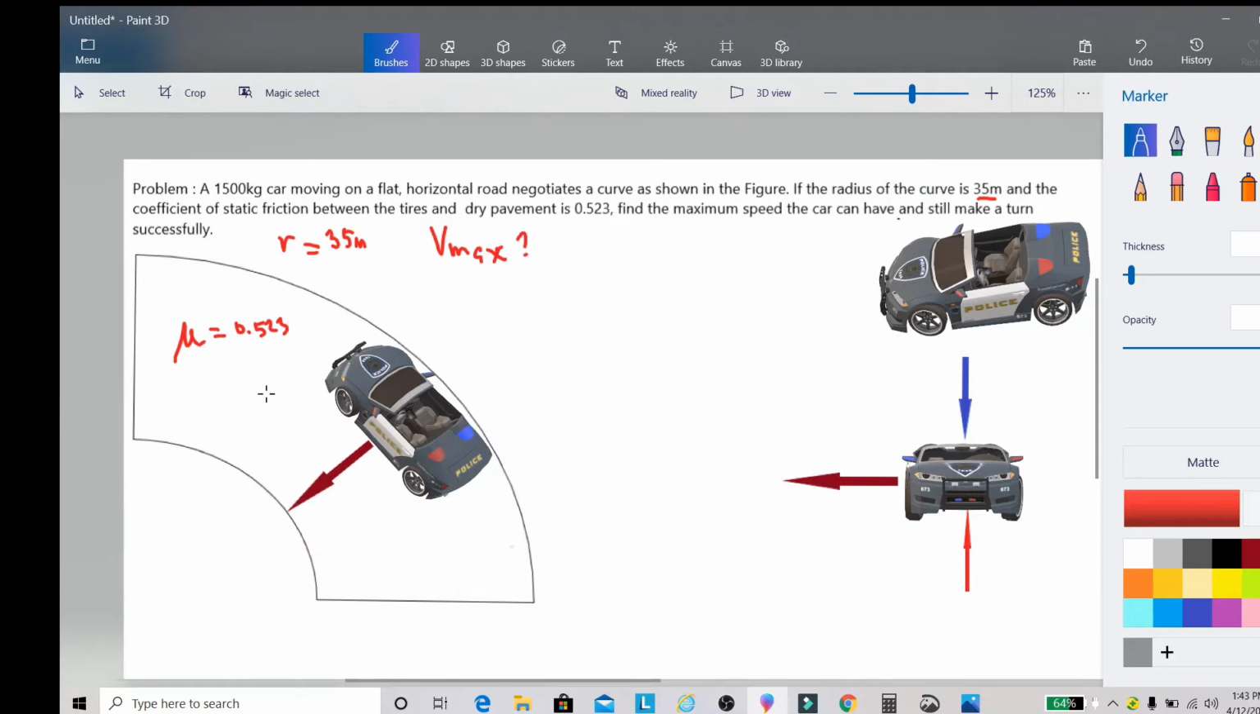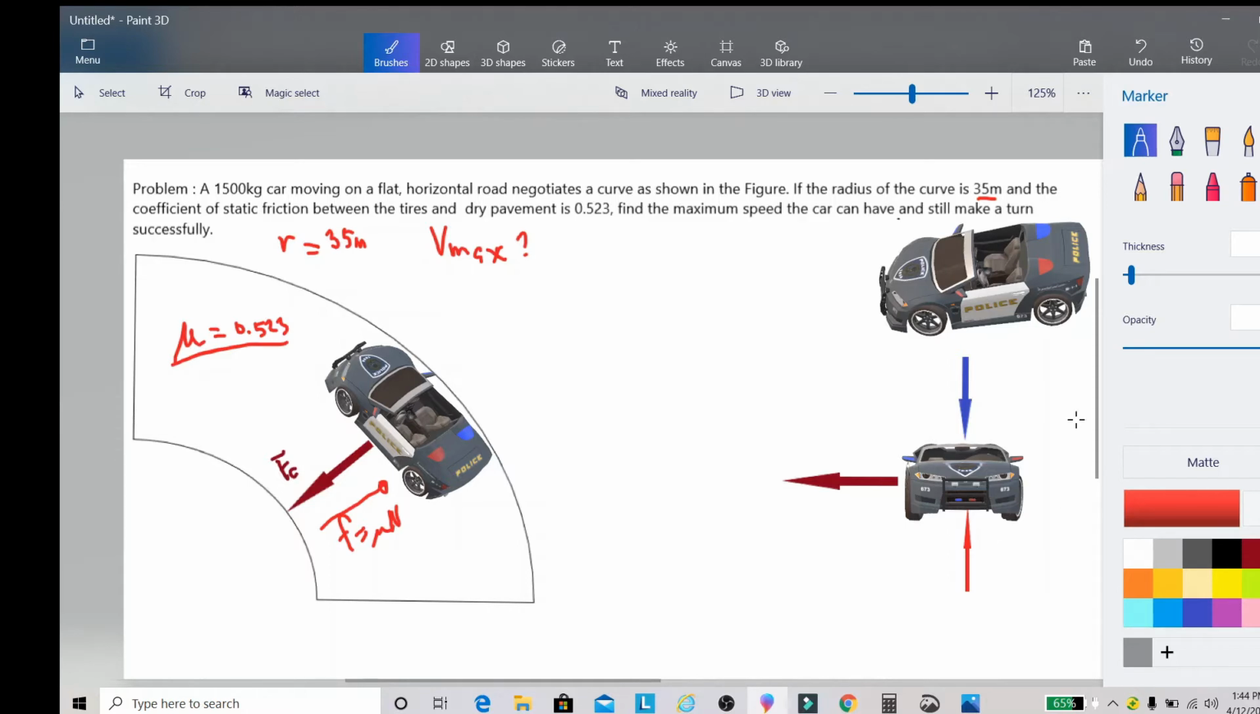Of course, I have pre-illustrated this. If this is the track and we have a mu, which is the coefficient of static friction, equal to 0.523, and this will be our centripetal force. The centripetal force is always acting toward the center of the circle. If this is the centripetal force, we will have a frictional force that will be opposing that. So let us say this is F, which is equal to mu multiplied by N. That will be the frictional force.